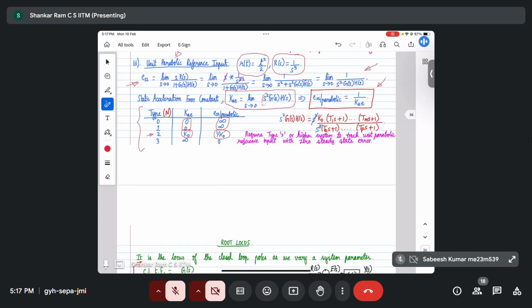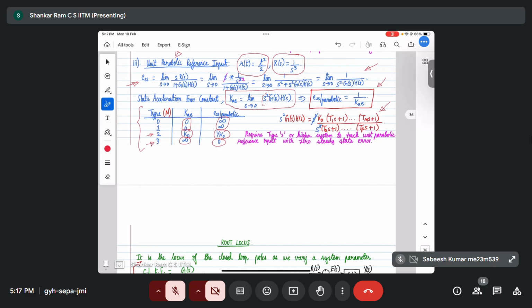But then if we go for type 3 and more, immediately we can see that the value of Ka will tend to infinity, and the steady state error will go to 0. Okay, so this is what we can observe from this expression. So the interpretation is, we need a type 3 or higher system to assure 0 steady state error while tracking a unit parabolic reference input.